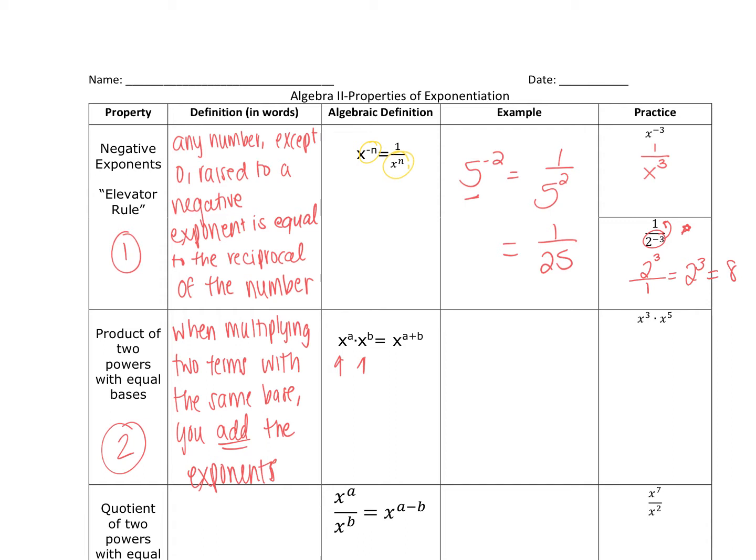So an example of something like this would be 8 squared times 8 to the 5th. And with this property, we can add our exponents, so 2 plus 5, which gets us 8 to the 7th. I'm going to leave it like that because 8 to the 7th is going to be some big number, and I don't really need to worry about that. I just want to worry about the property. So in this practice, same thing. We have x cubed times x fifth. So the same base, we can add the exponents, which gets us x to the 8th.